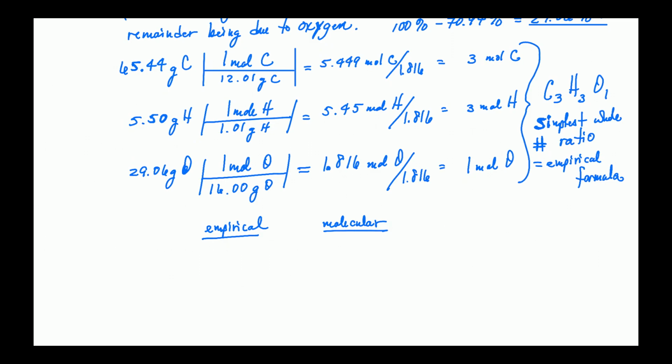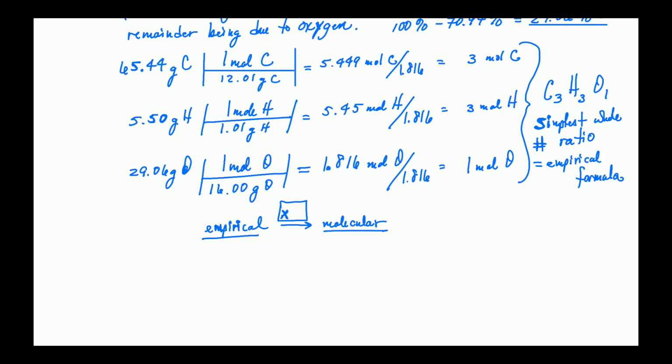The idea is they're either the same, so it's either multiplied by 1, as in the empirical is the molecular. It can't be simplified any further. The molecule's actual formula can't be simplified any further. So therefore, the empirical, the simplest whole number, and the molecular are the same thing. Or it's multiplied by some whole number to get between them. So we need to figure out what that is.